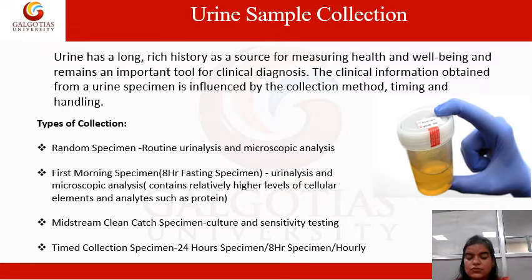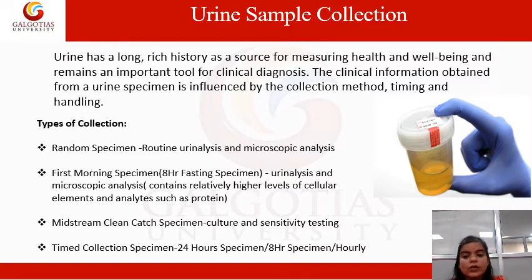So now we are going to talk about urine sample collection. Apart from blood, urine is one of the most common specimens we collect from patients in order to perform a lot of tests to check for diseases. Urine has a long, rich history as a source for measuring health and well-being, and remains an important tool for clinical diagnosis.